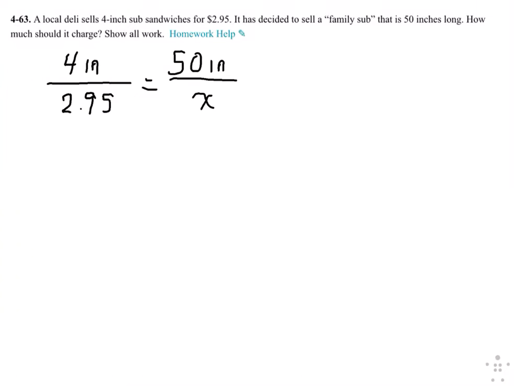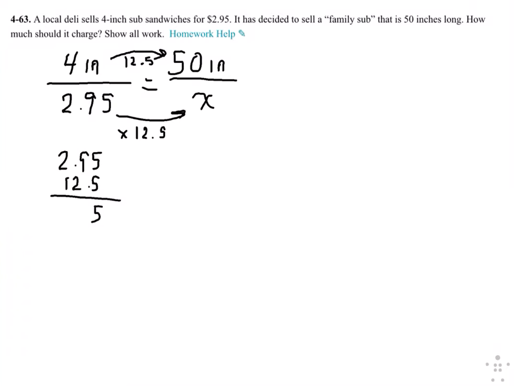So this one we could do two ways. We could cross multiply, or we could figure out what happened in the numerator. So 4 times 12.5 is 50. So that means we have to multiply this by 12.5. So 2.95 times 12.5. We have to multiply this out, so I'll do that.